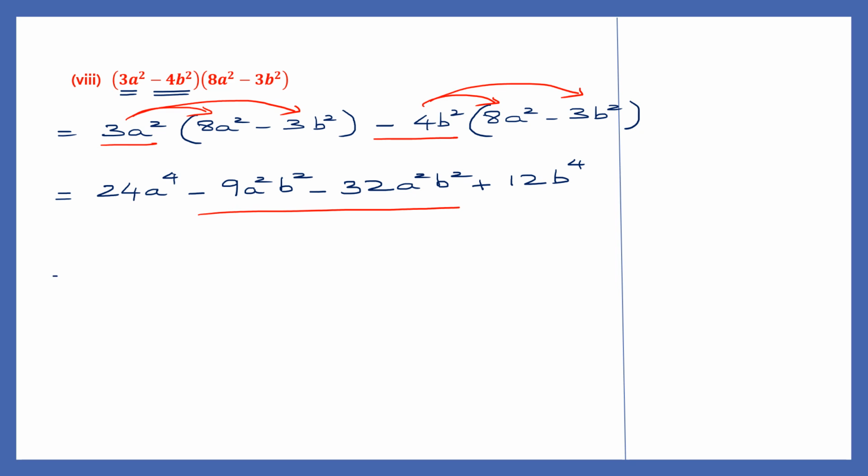So let's simplify. So this is 24a to the power of 4. Now here we have minus 9 minus 32. Signs are the same. Put the same sign and add. 32 plus 9 is 41. a square b square. And what is left is 12b raised to the power of 4. So this is our final answer.